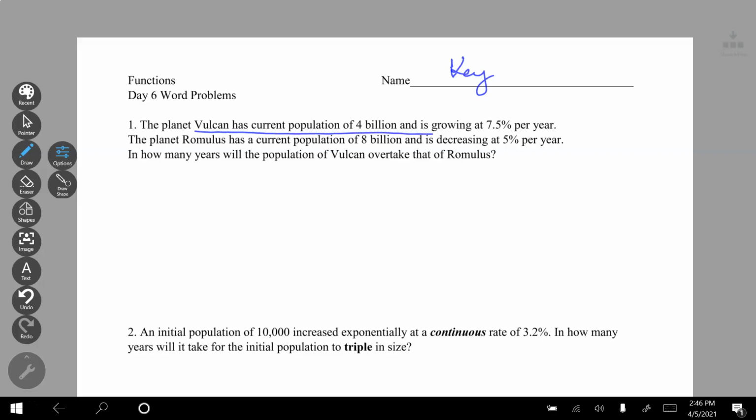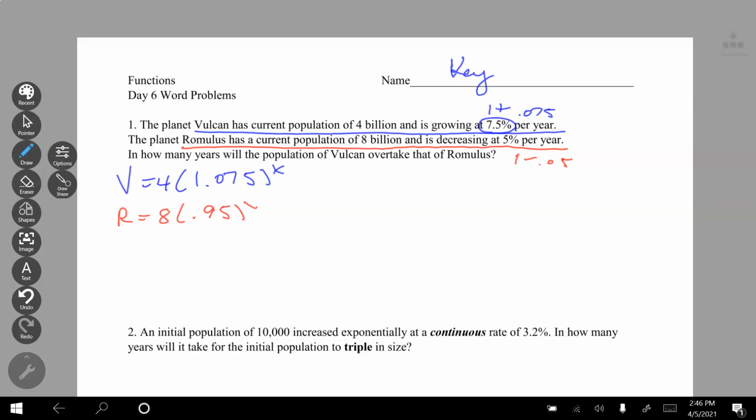We have Vulcan, population's 4, growing, so I better do 1 plus, let's see, I got to change this to 0.075. V equals 4 times 1.075 raised to the x. Romulus, that is decreasing, so I better do 1 minus 0.05. I get R equals 8 times 0.95 raised to the x.